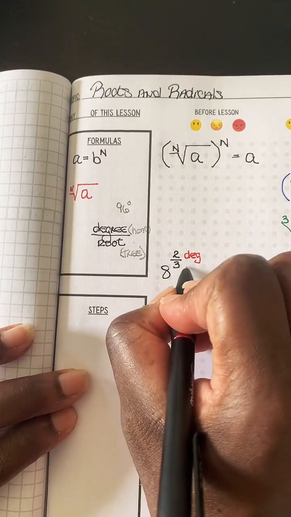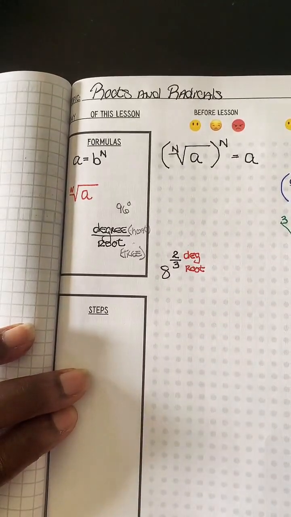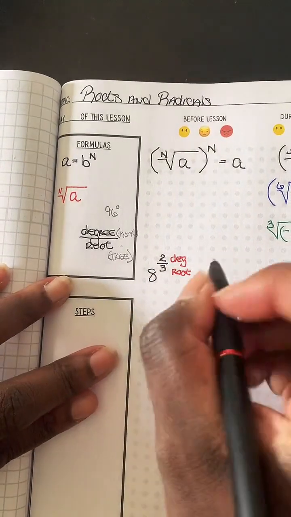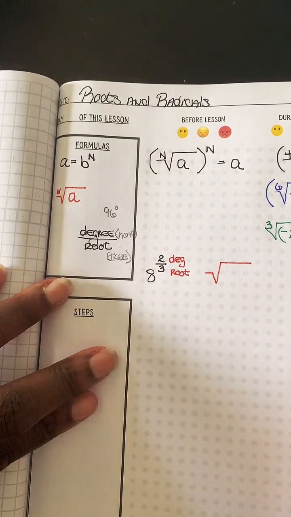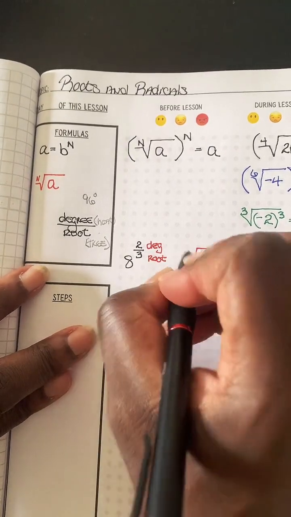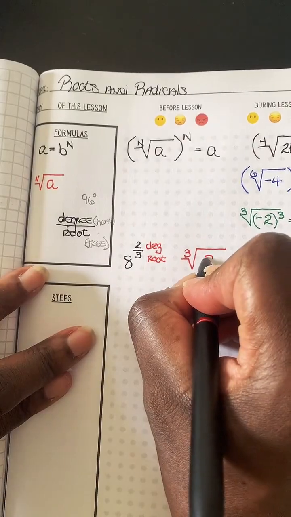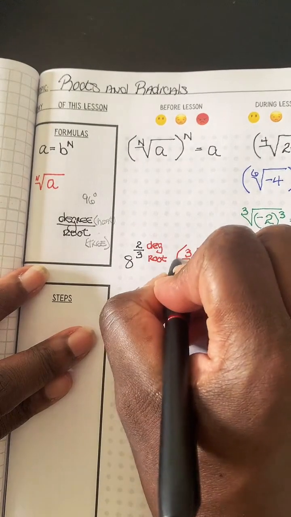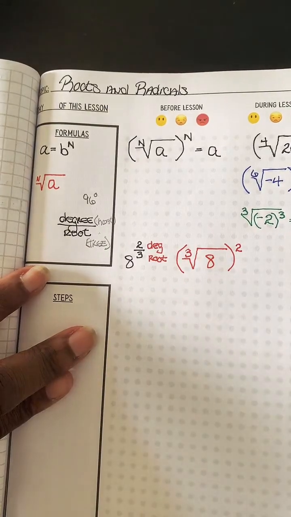And the 3 is going to be the index for the root. So if I want to translate it, I'm going to have my radical. And it's not going to be a square root. It's going to be a cube root. So it's a cube root of 8 raised to the 2nd power.